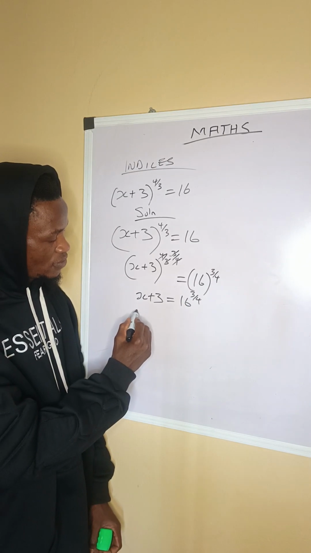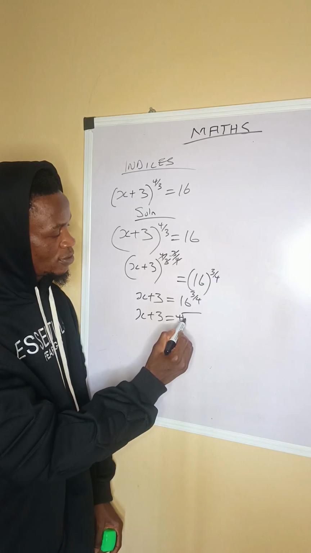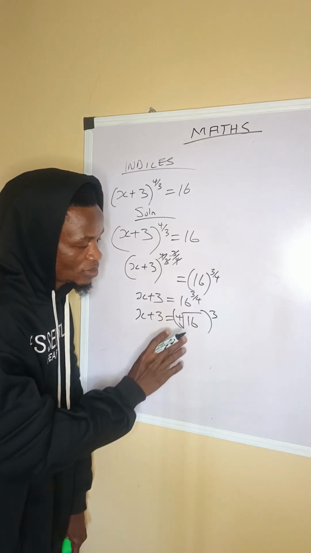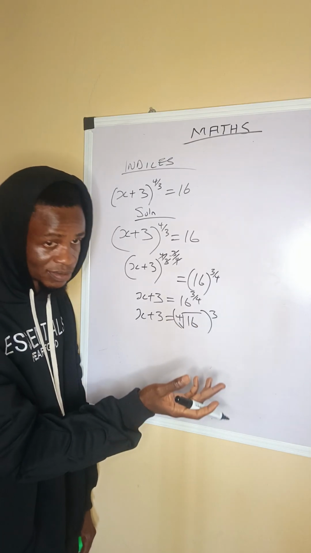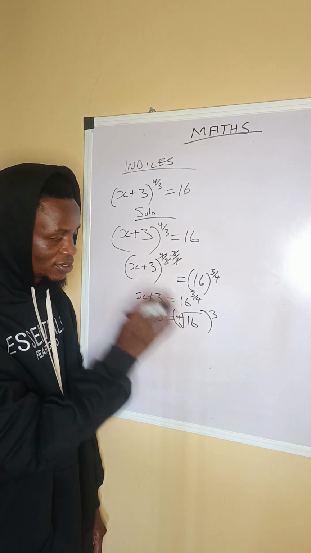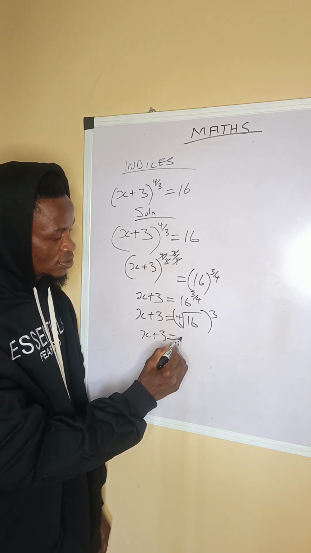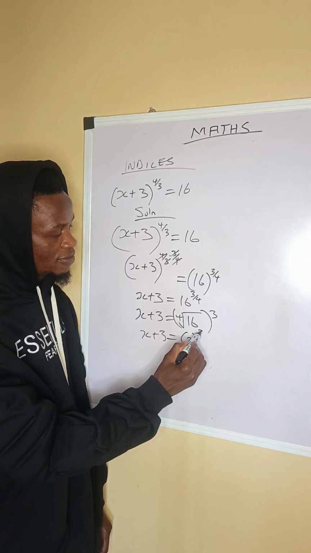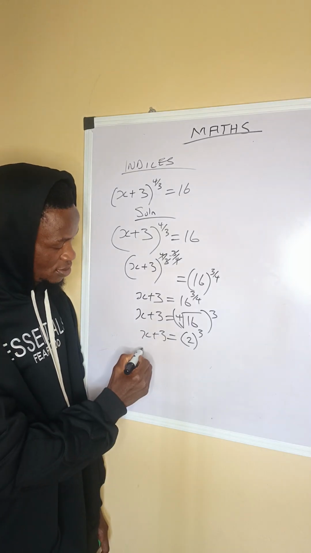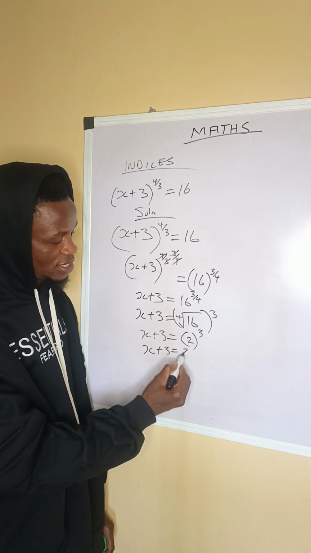So moving on, we have x + 3 is equal to the 4th root of 16, all raised to the power of 3. If you solve that, the 4th root of 16 is 2, because 2 to the power of 4 is 16. So it will be x + 3 is equal to 2 raised to the power of 3. If we have 2 raised to the power of 3, it is 2 times 2 times 2. So x + 3 is equal to 2 times 2, 4, times 2 is 8.